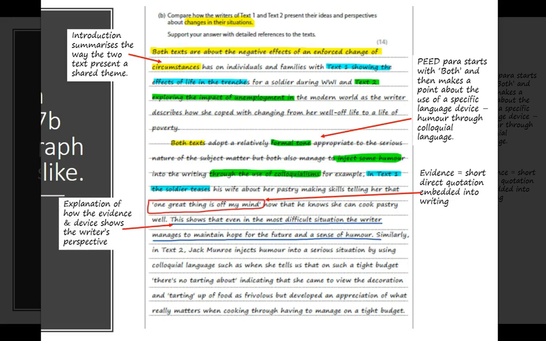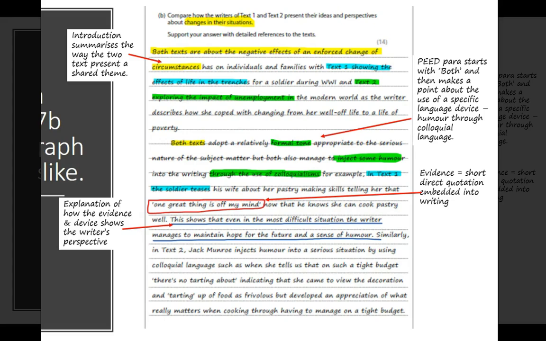Having provided that direct quotation, we then go on to give an explanation of the way that that piece of evidence is revealing the writer's perspective at this particular point. Okay, so we're commenting on the effect, we're showing an understanding of the effect of this particular device in this particular text to convey a specific writer's ideas and perspectives about this subject matter.